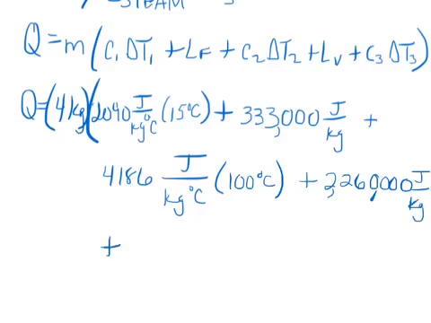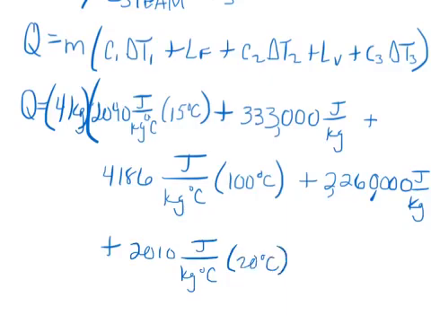And then finally to that we have to add the last portion, which is when it became steam, but it went up to 120 degrees Celsius. The specific heat capacity of steam is 2.01 times 10 to the third, or 2010 joules per kilogram degrees Celsius, times the delta T. Now this went from 100 degrees Celsius up to 120 degrees Celsius, so the delta T was 20 degrees Celsius. And that's our actual answer.